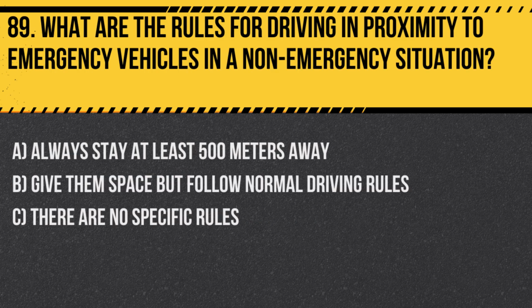Question 89. What are the rules for driving in proximity to emergency vehicles in a non-emergency situation? A. Always stay at least 500 meters away. B. Give them space but follow normal driving rules. C. There are no specific rules.